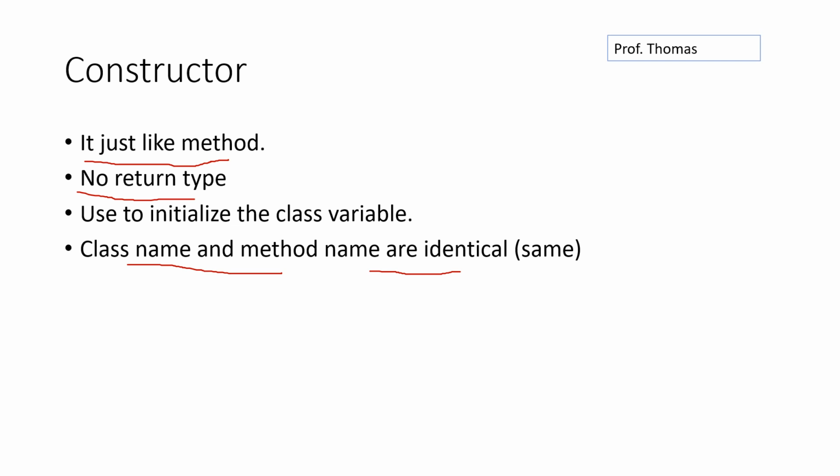But how can we find whether it is a method or a constructor? The class name and the constructor name are identical. That is, they are the same.